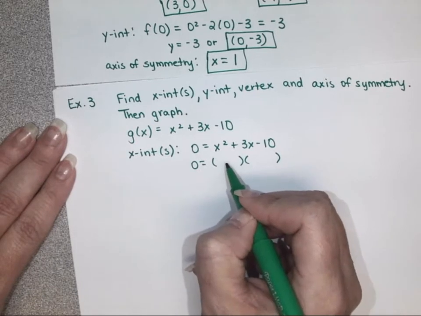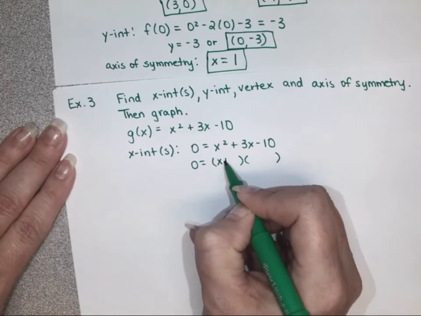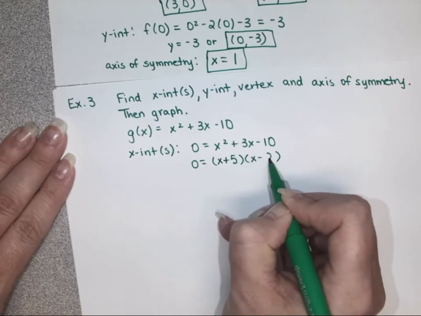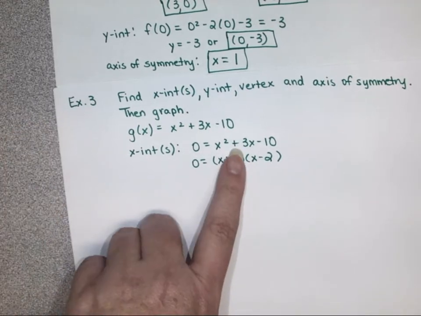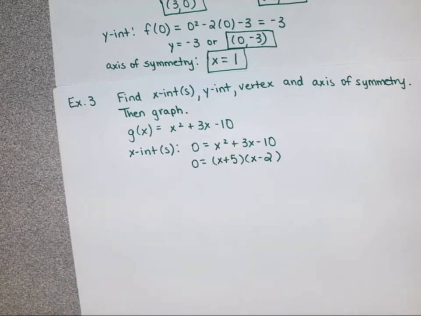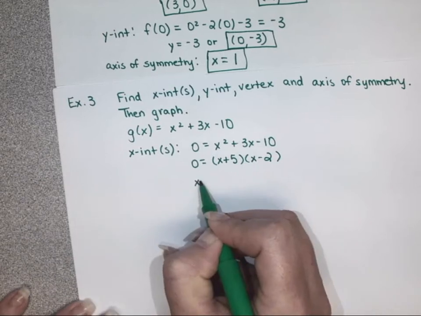2 and 5, which one should be positive then? The 5 needs to be positive, right? Why does the 5 need to be positive? Because we want it to add to be positive 3, right? If that would have been a minus 3, then we would have flip-flopped those signs. Okay, so good. All right, so we end up getting 2 x-intercepts.